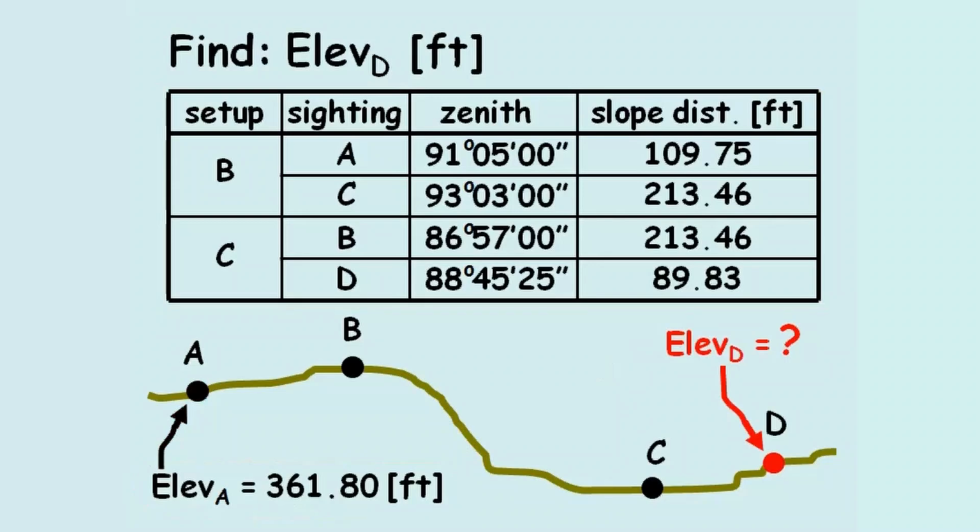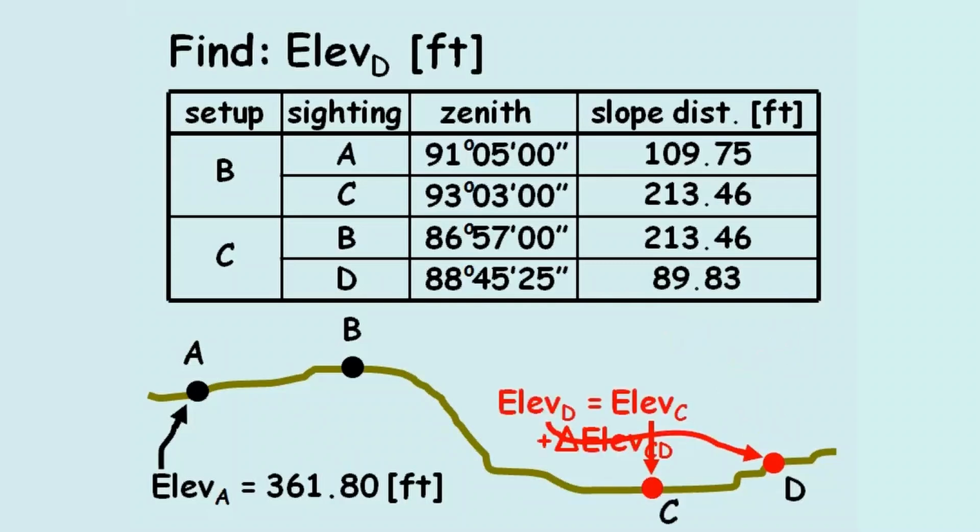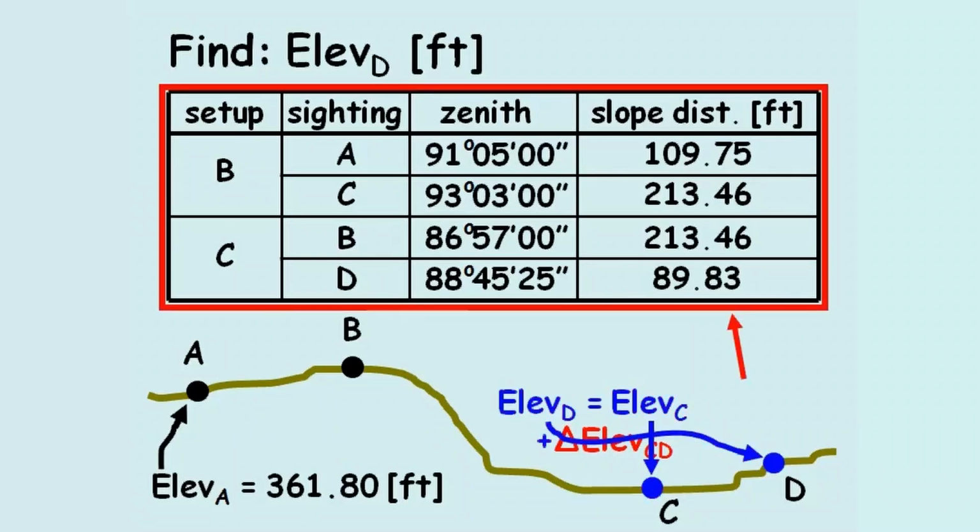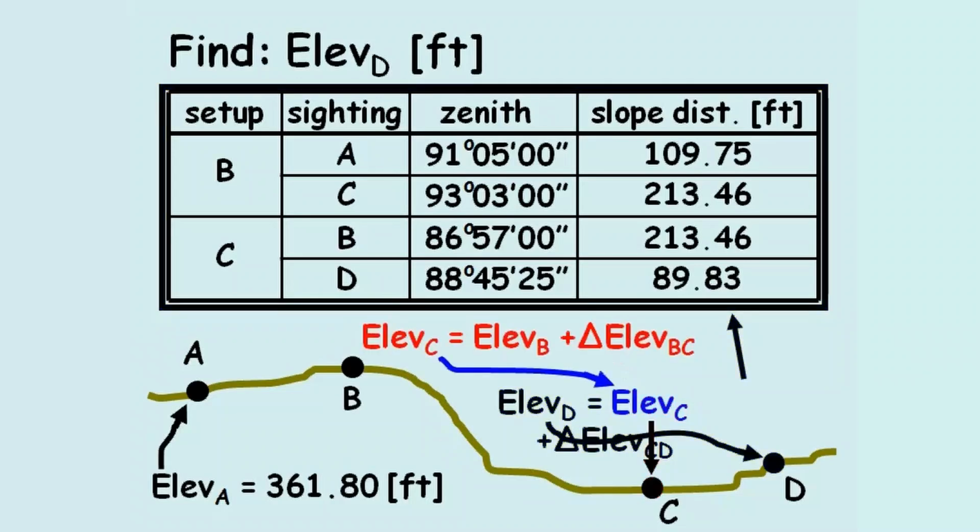To find the elevation at point D, we can set it equal to the elevation at point C plus the change in elevation from point C to point D. We can determine the change in elevation from the survey data, but we don't know the elevation at point C. We can equate the elevation of point C to the elevation at point B plus the change in elevation from point B to point C.